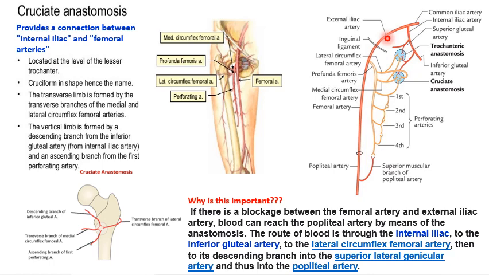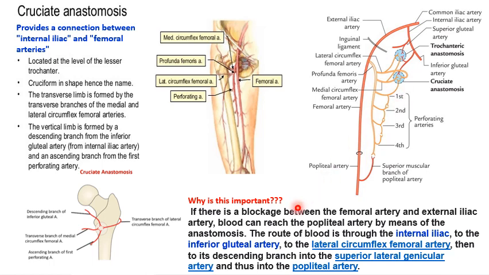So that's how it is forming a connection between the external and internal iliac arteries. So here, if we see in the diagrammatic representation, the horizontal limb of the cruciate anastomosis is formed by the transverse branches of both the lateral and medial circumflex femoral arteries, and the vertical limb is formed by the descending branch of the inferior gluteal and the ascending branch of the first perforating artery.